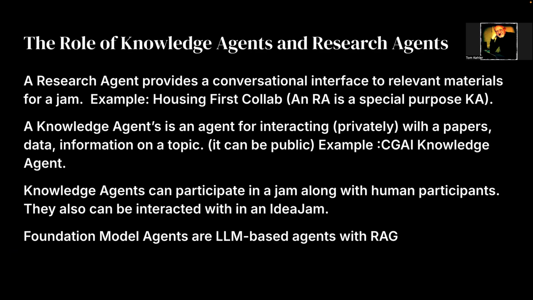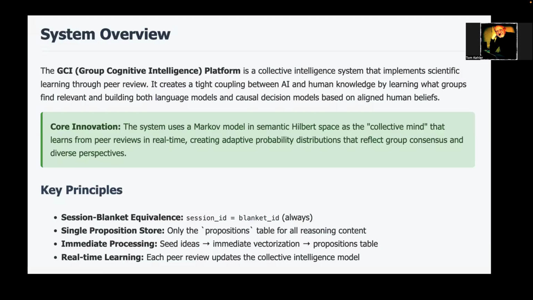The knowledge agent can also be one that represents, for example, the collection of papers of a particular individual. It could be a company expert that has written much internal documentation on how a system component works. So think of knowledge agents as a way of taking crystallized cognition and expertise and bringing it into an active collaboration with other human beings. And in the same way, they can participate in idea jams as well. So this is basically the idea.